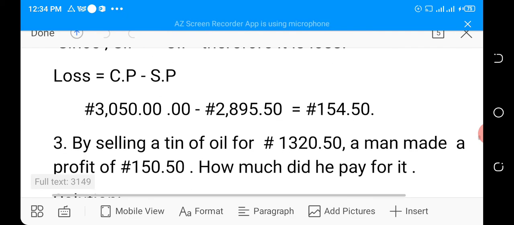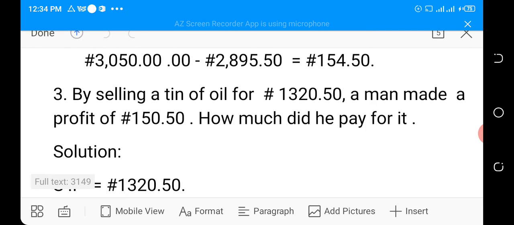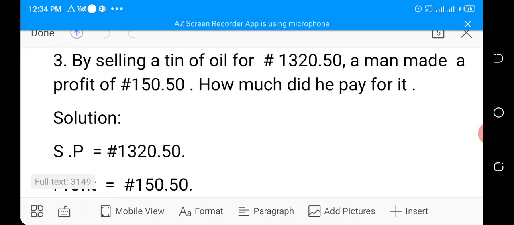Looking at example 3, by selling a tin of oil for 1,320 naira 50 kobo, a man made a profit of 150 naira 50 kobo. How much did he pay for it? What are you given? By selling a tin of oil, which means that 1,320 naira 50 kobo is the selling price. Therefore, the SP here is 1,320 naira 50 kobo. A man made a profit. The profit here is 150 naira 50 kobo. How much did he pay for it?